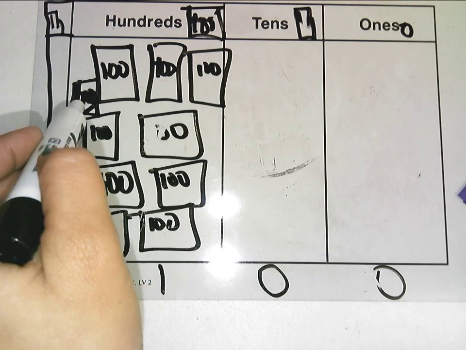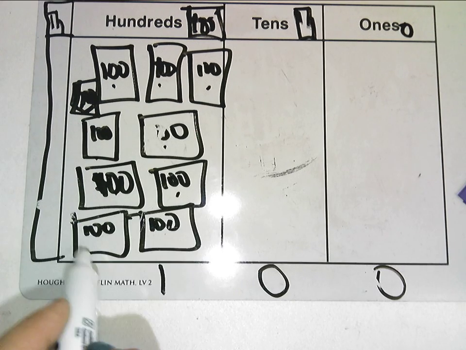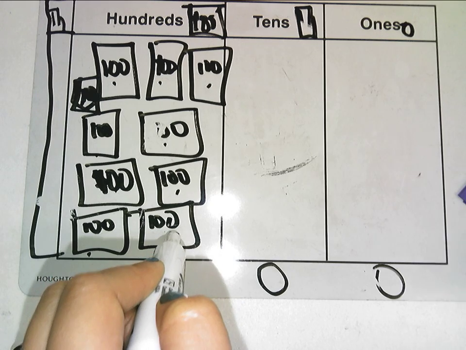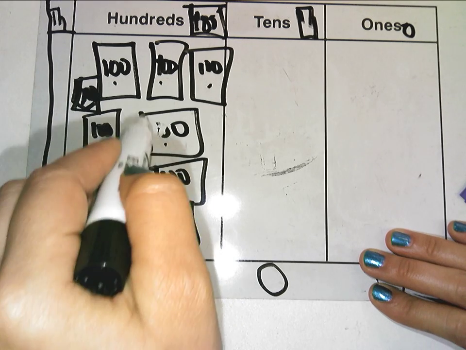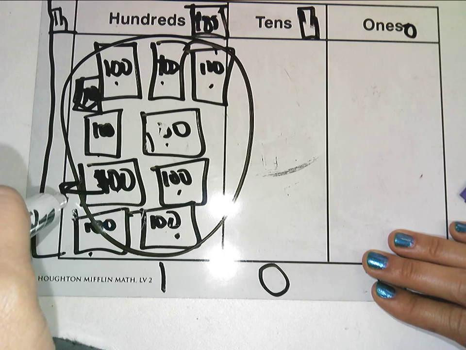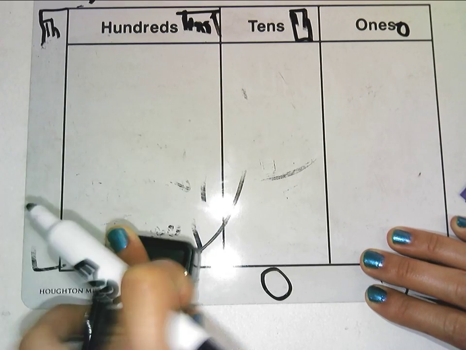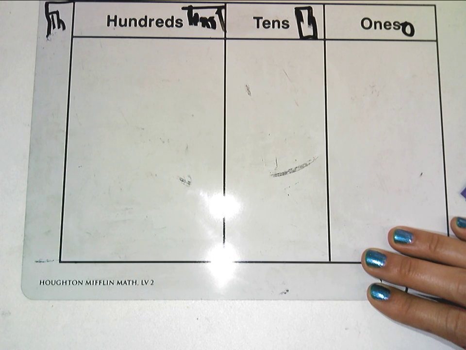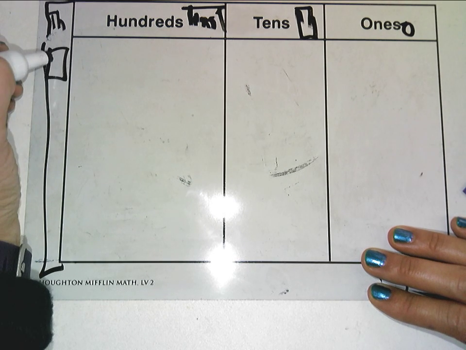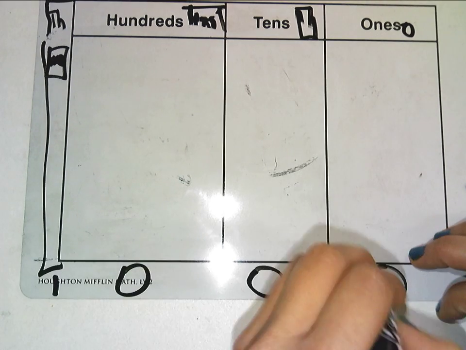I have 100, 200, 300, 400, 500, 600, 700, 800, 900, 1,000. So instead of having 10 groups of 100, I'm going to bundle these up and I'm going to put them in that thousands place. Okay, and I don't actually have a card for that, but it would look like this. Okay, we would have 1,000 in here. So it'd be 1, 0, 0, 0.